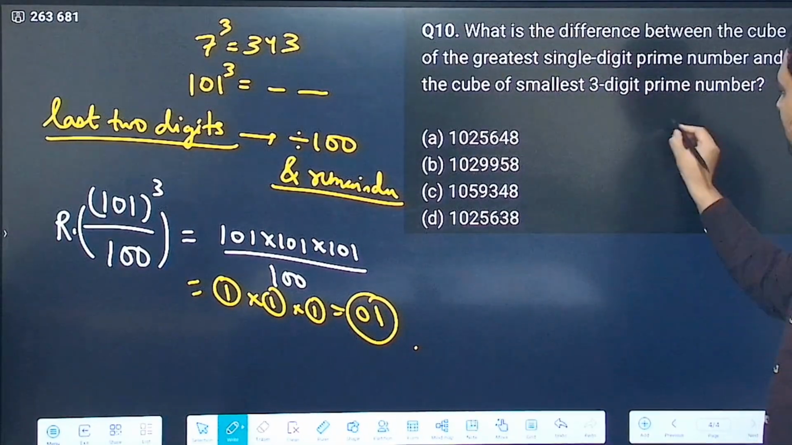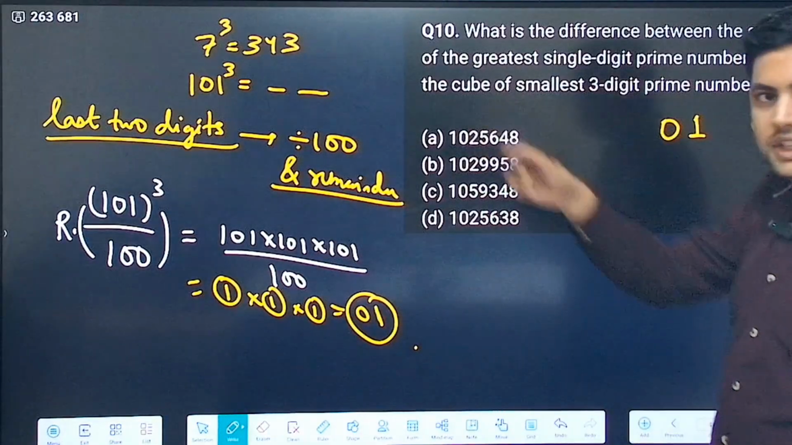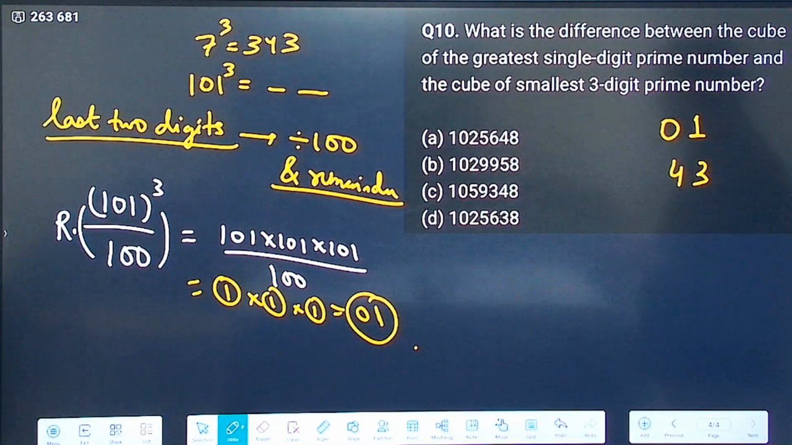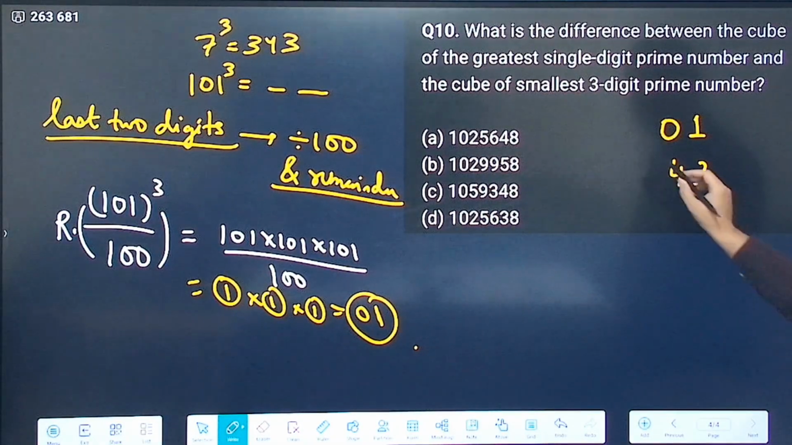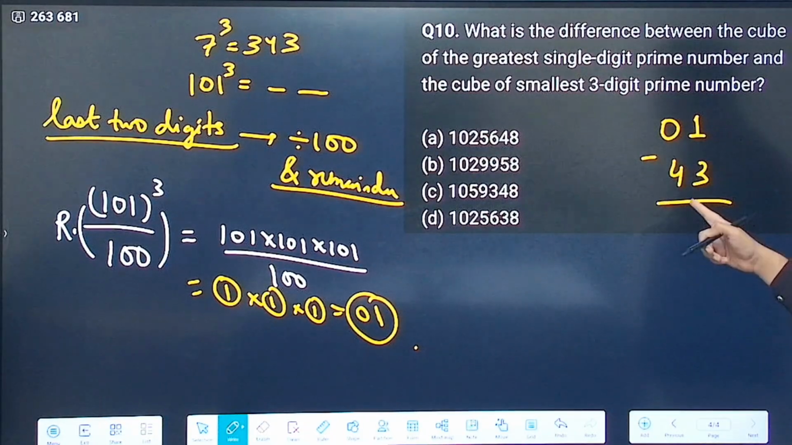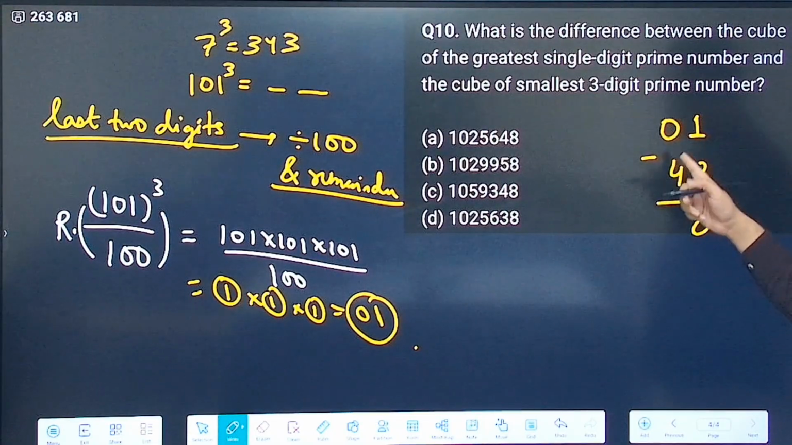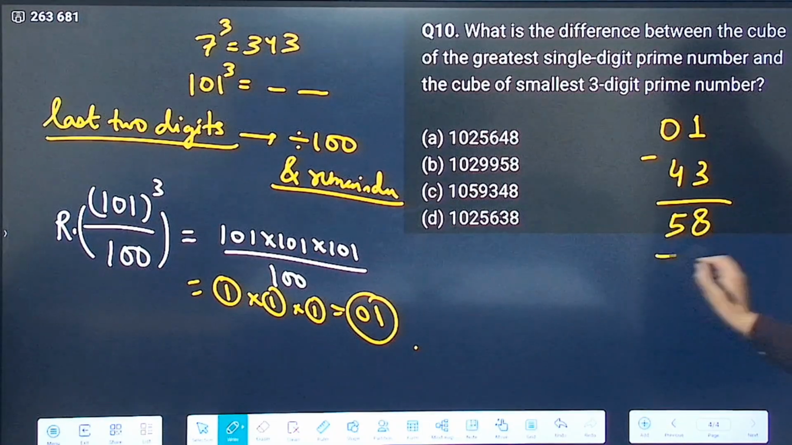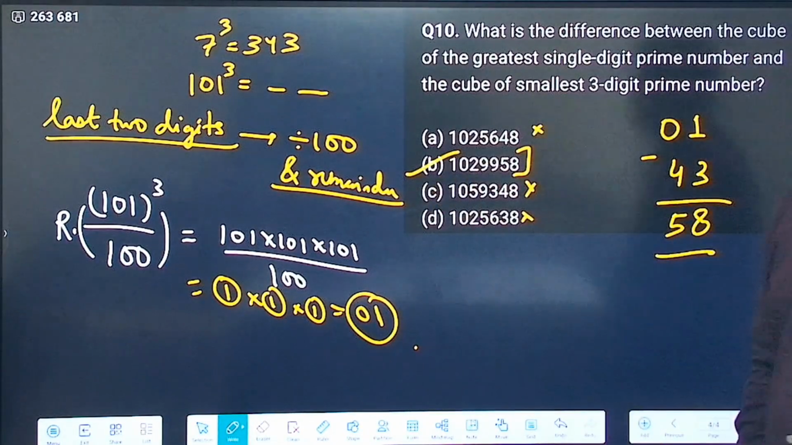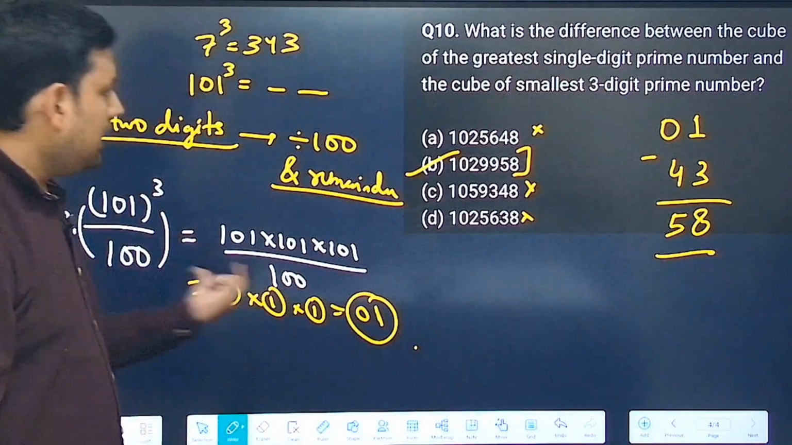Now, if 0, 1 is the last two digits of this, and of 343, the last two digits are 43, correct. Now what you have to do is subtract them. So now this becomes 11 minus 3 is 8. Now this would have become 9, 9 minus 4 is 5. So the last two digits must be 58. Wrong answer. Understood?